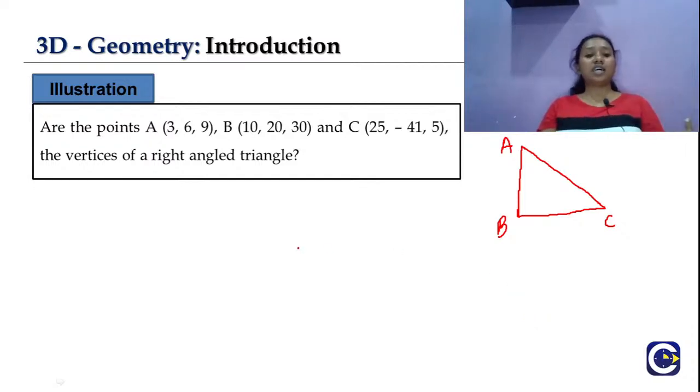See, what is the condition for a right angle triangle? It's nothing but our hypotenuse theorem. So I guess you got it. It's related to the hypotenuse theorem. So that's where we apply the distance formula here.